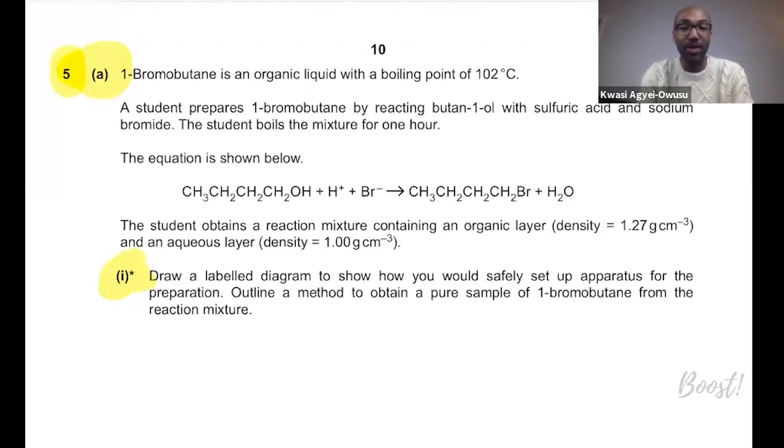Okay, so we're asked to draw a labelled diagram to show how you would safely set up the apparatus for the preparation. Now, in this question, there are two parts to your answer. You need to be talking about the preparation of the halogenoalkane, and then in the second part, to outline a method to obtain a pure sample of 1-bromobutane from the reaction mixture.